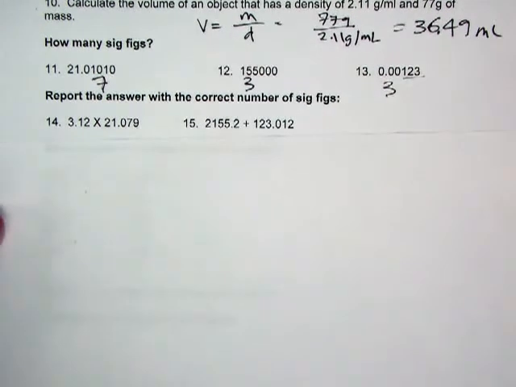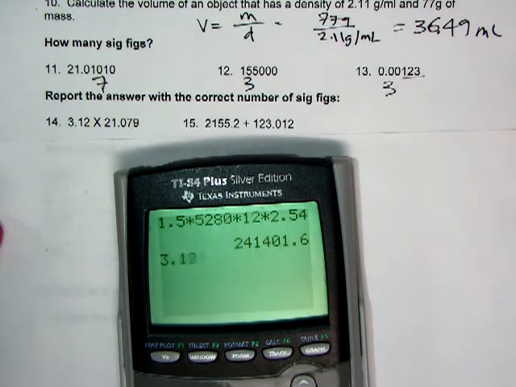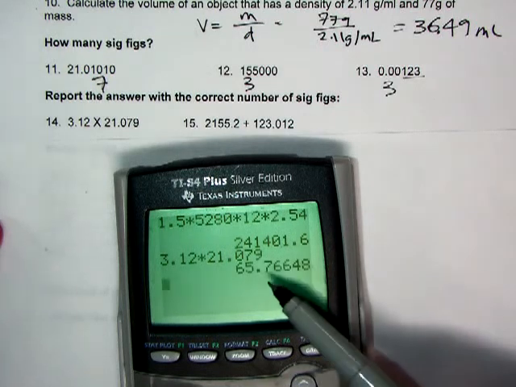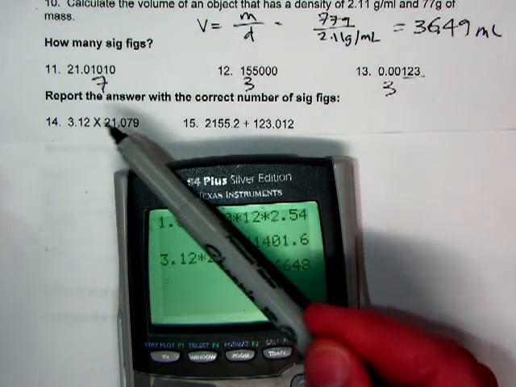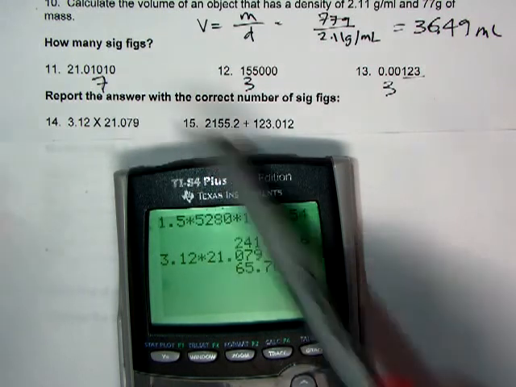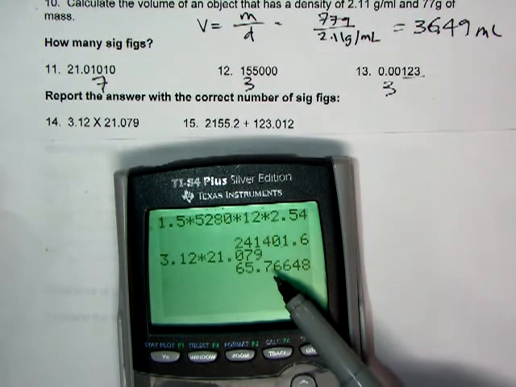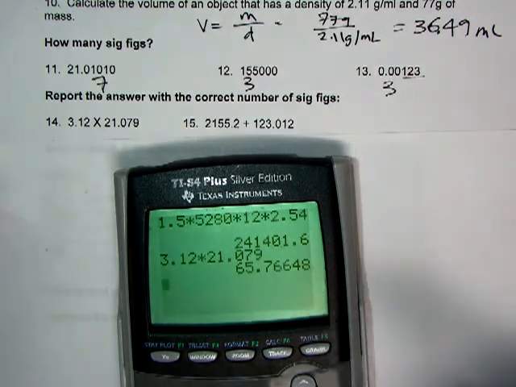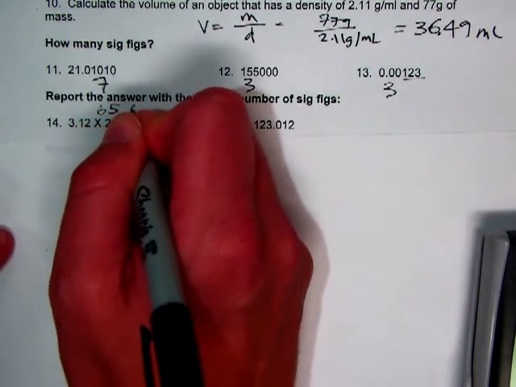If you're going to do math with sig figs, you can certainly do that, and you'll have to do that as well. 3.12 times 21.079. That's what it equals in the calculator, but you can only go to the correct number of significant figures. This one has 3, this one has 5, and so your answer has to be rounded to the 3 sig figs. So 65.7, and then the number after that's a 6, you got to round up, so it ends up being 65.8. You can round up sometimes.